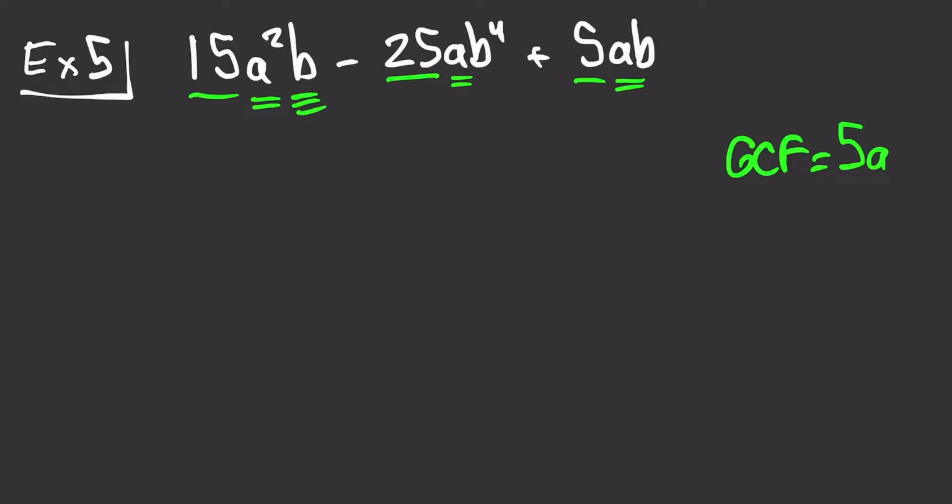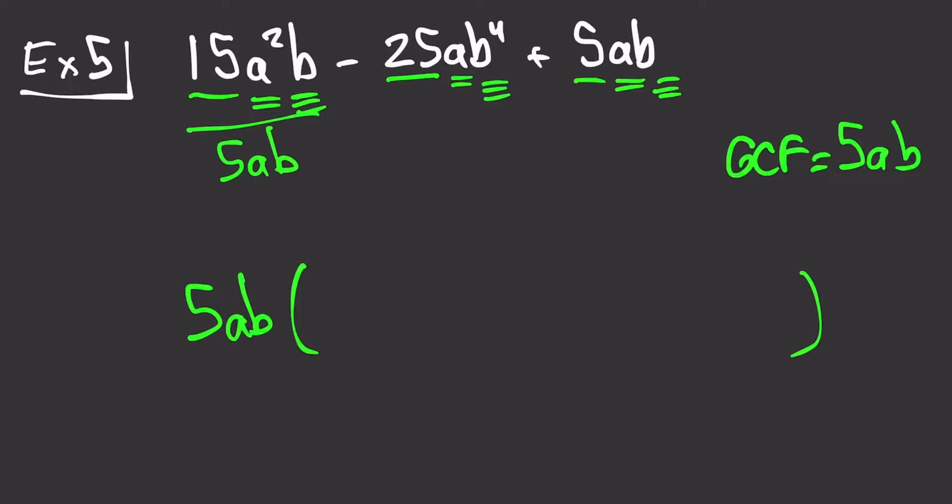Then I've got a b to the 4th, and a b. So I picked the b, smallest exponent. So now I've got 5ab, and in parentheses now, I'm going to have 3 terms, and that's very important because watch what's going to happen here. Divide this by 5ab, divide this by 5ab, and divide that by 5ab.